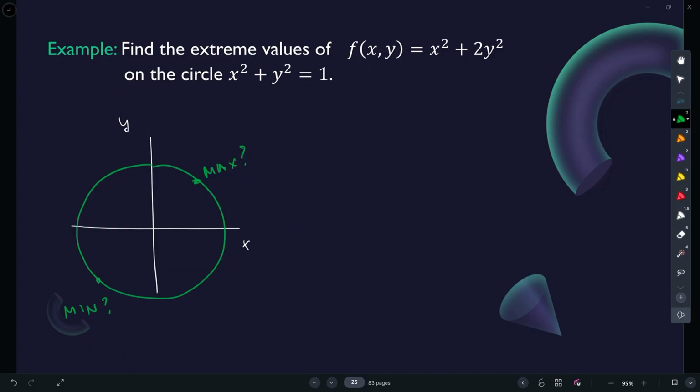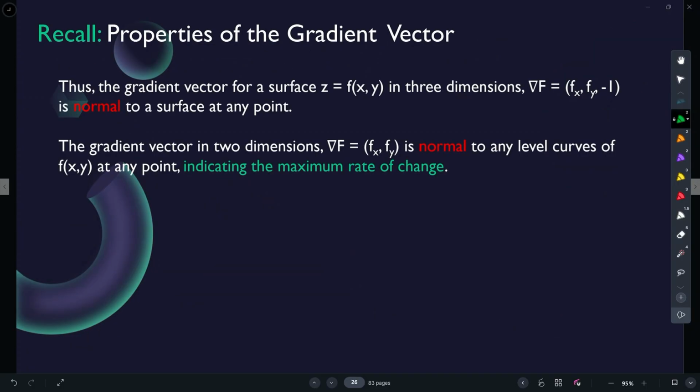In general, what we are going to do is this method of Lagrange multipliers. We're going to use the gradient vector, and a property of the gradient vector, which is the following. Remember, when we looked at gradient vectors, we found that if I have a surface, like the graph of a function, which is a surface in 3 dimensions, this gradient vector, the derivative with respect to x of f, derivative with respect to y, comma minus 1, is actually normal. It's perpendicular to the surface at any point.